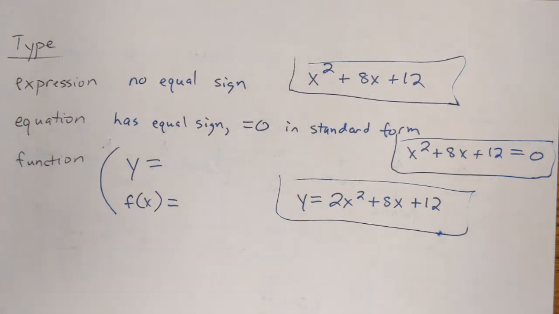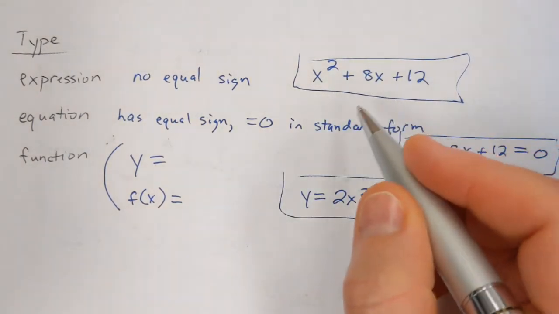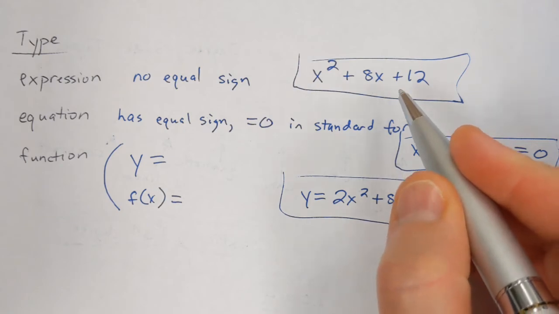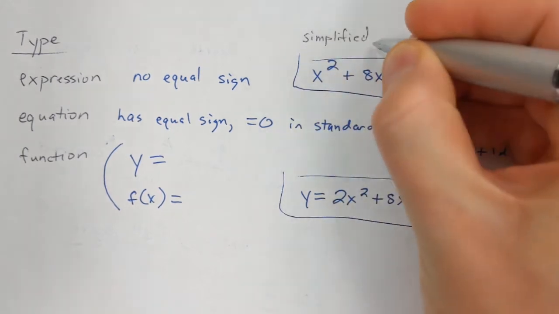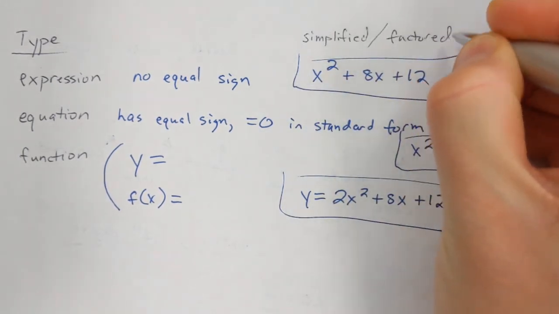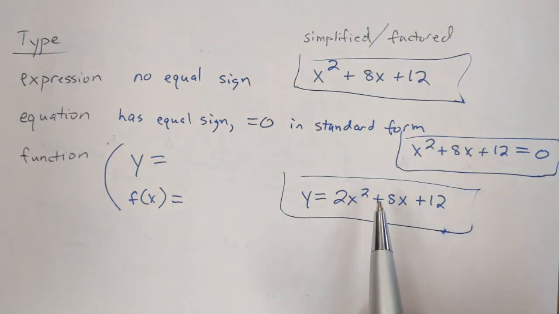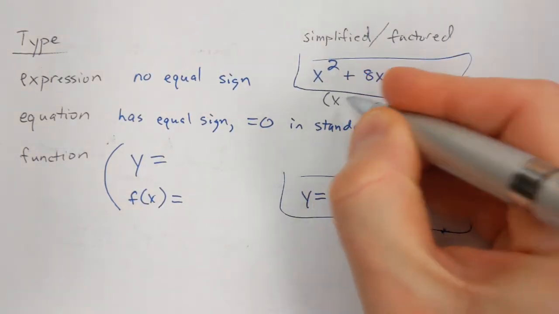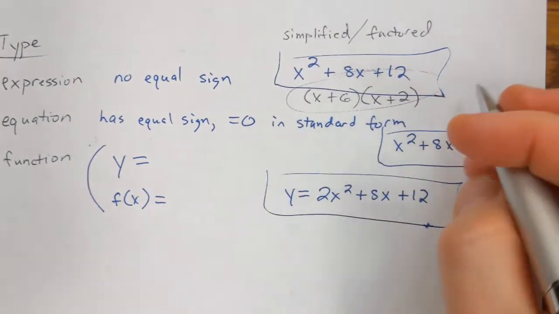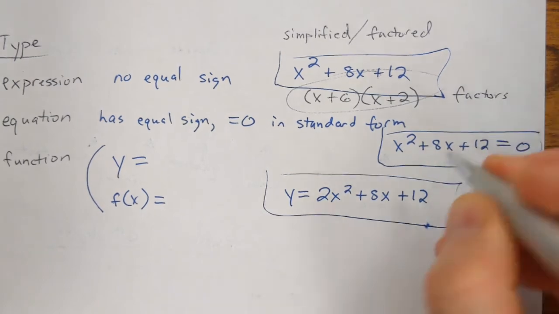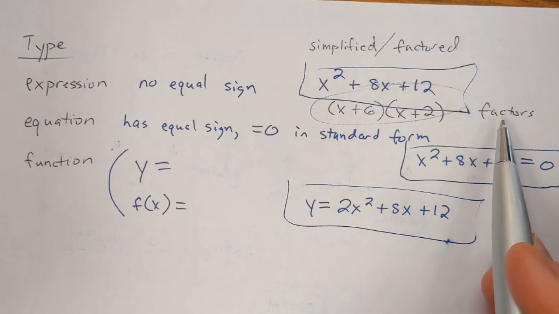And one last note about these. Each of these types kind of has their own unique purpose. So if you see an expression, you actually cannot solve an expression. Expressions are just meant to be simplified or factored. Okay, you can't solve an expression. All we could try to do is break this into factors or simplify it, combining like terms. So like here I could look at this and say x plus 6 and x plus 2, these would be called the factors of the expression. An expression has factors. It doesn't have solutions, it has factors.